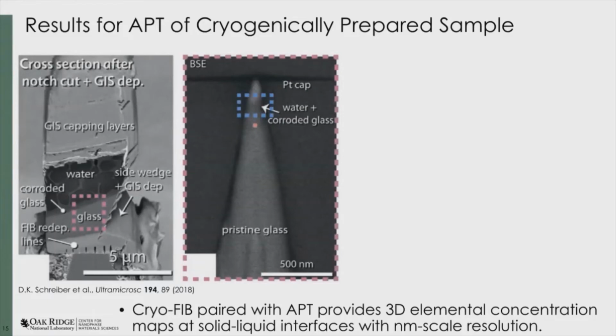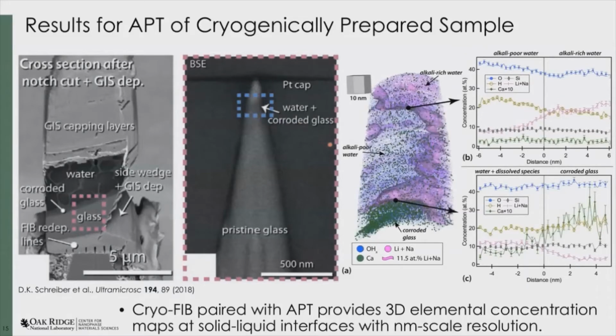You transfer this over to the atom probe, and you can do the same type of analysis that I showed in the intro slides. And what they found was above the corroded glass, there are actually alkali poor regions and alkali rich regions. And you can see nice 3D nanoscale type resolution of where all these different materials are. And you can draw line profiles across, for example, one of these alkali rich to poor boundaries here. You can see that the lithium and sodium content goes up significantly in the alkali rich section.